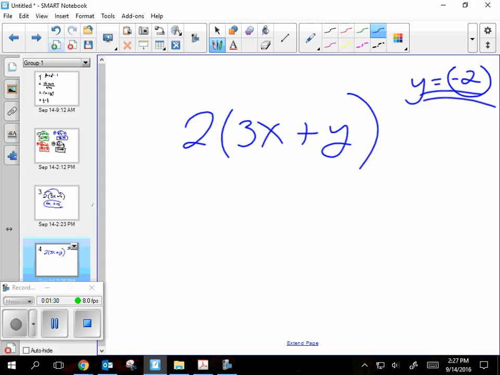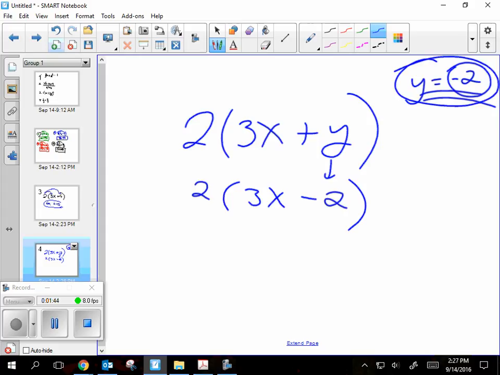So this goes in here, and now I'm rewriting it. 2 parentheses 3x minus 2. Do you get what I just did there? I swapped out a y for a negative 2 because it said so right here. Then it's a distributive question. Do you get how it was like 2 questions in one? The first is to stick a number into it, and the second one is to actually distribute it out. Would you please finish that one and write down what you think it is?